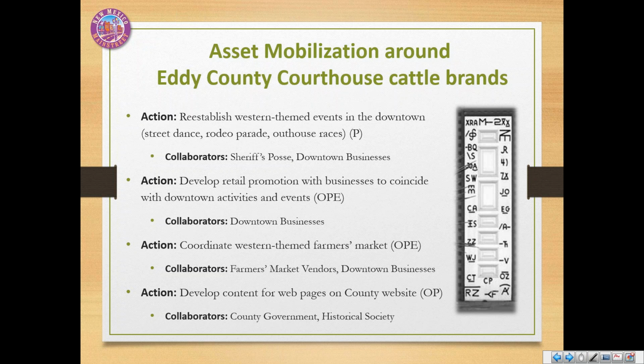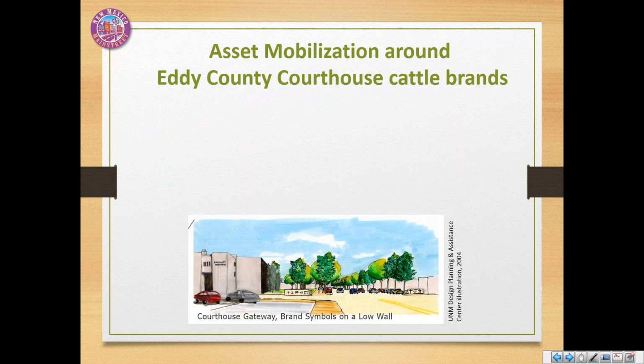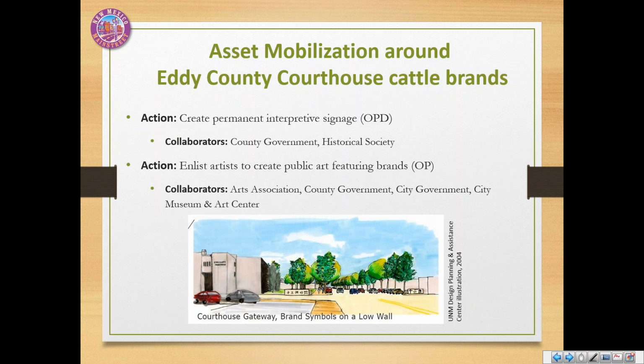We could also develop content that would exist permanently on the county website, and we would work with the county government and the Historical Society on that. And we could also create permanent interpretive signage, working with the county government and the Historical Society on that. And then we could also enlist artists to create public art featuring the brands throughout the downtown. And that would involve the Arts Association, the county government, the city government, and the City Museum and Art Center.